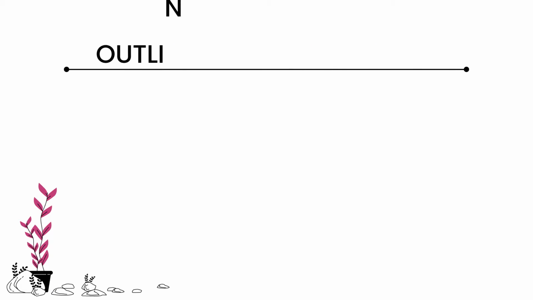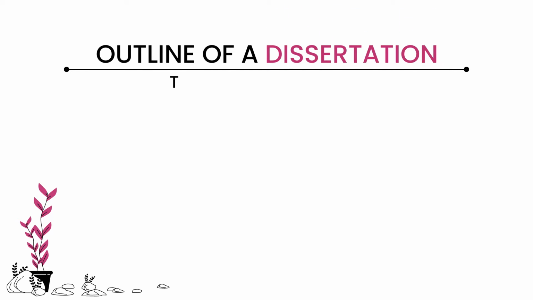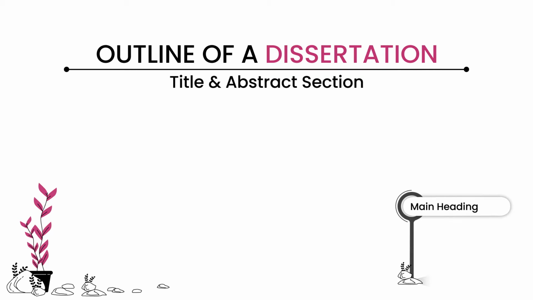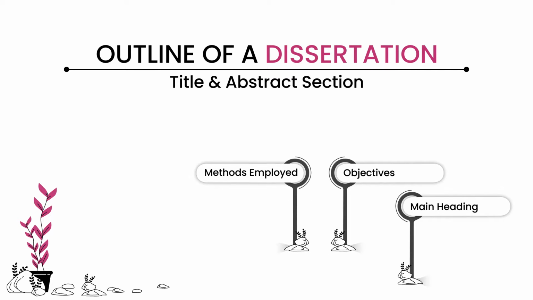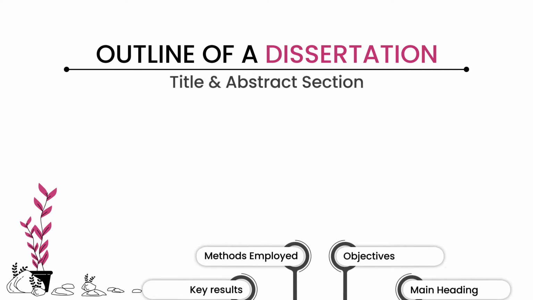Under the title section, you jot down the heading of the subject matter on which you are writing. Followed by the title comes the abstract part, which is not at all explanatory. The outline includes gaps in the previous work. It also states the objectives and key results of the current research with methods employed briefly.